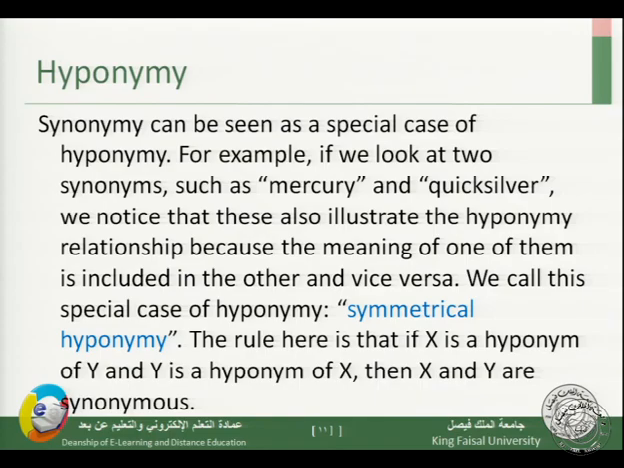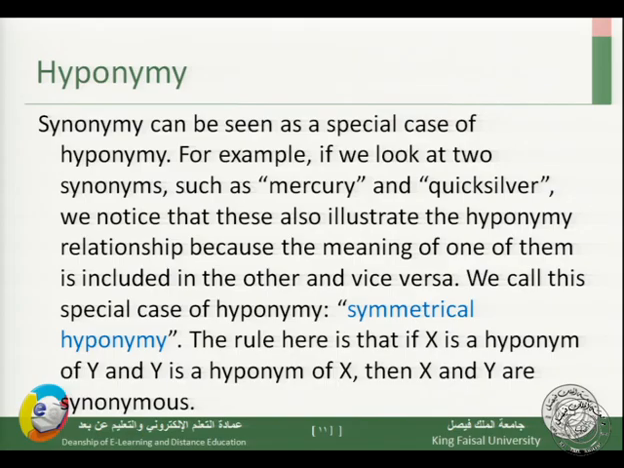So mercury is included in quicksilver, and at the same time, this is a special case, quicksilver is included in mercury. So both ways, the meaning of one is included in the other in the case of synonymy. We call this special case of hyponymy symmetrical hyponymy. So synonymy is called symmetrical hyponymy because it works both ways. So we can see that synonymy is actually a special case of hyponymy.